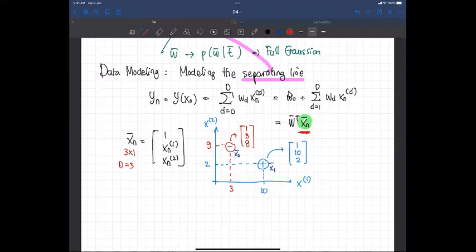Now, what is the meaning of this yn? What is the meaning of that yn? If you look at this yn in the simple case, yn equals W0 plus W1 xn1 plus W2 xn2. That's the meaning of yn in two-dimensional space. Remember that xn1 and xn2 are given to you. It's the data, right?